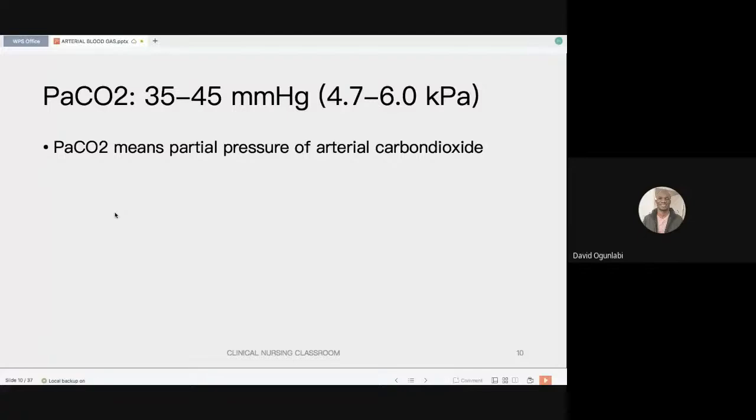Then 45 divided by 7.5. If you want to convert millimeter of mercury to kilopascal, it will give you 6. So write it somewhere in case you will need it someday. 1 kilopascal is equal to 7.5 millimeter of mercury. By the way, I'm just trying to let it make sense to you. So PaCO2 means partial pressure of arterial carbon dioxide. Okay.